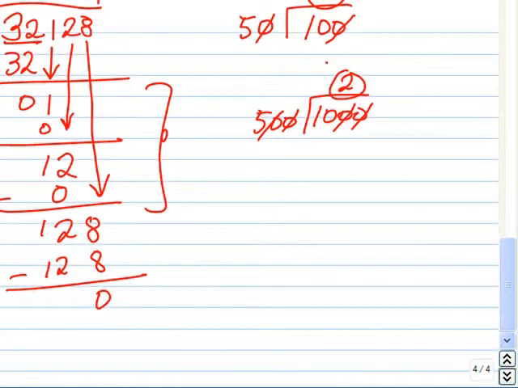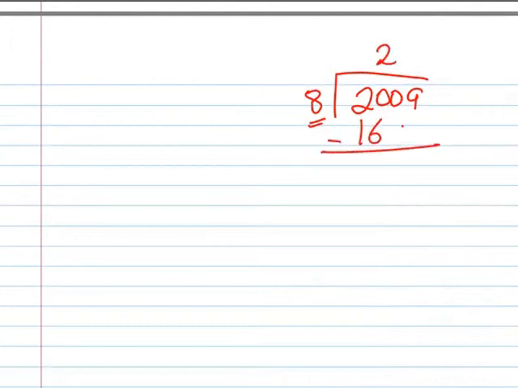Let's say I have 2009 and I'm dividing by 8. You start the same way. How many 8s in 20? You're going to have 2. You have 16. 20 minus 16, 4. And you're going to bring the next one down. How many 8s? 5. 5 times 8 is 40.